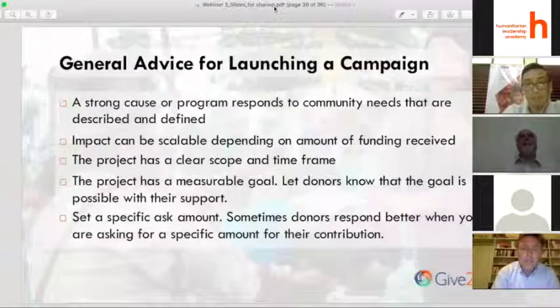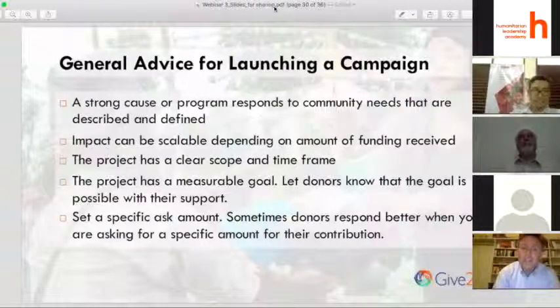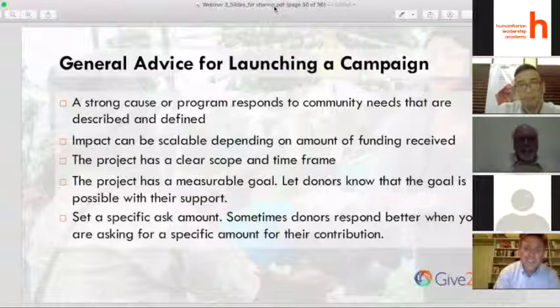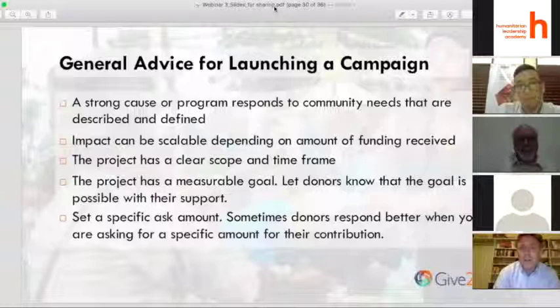A strong cause or a program that responds to community need and is described really clearly and has a clear call to action is a great campaign, especially if it can scale and can take various sizes of donations that still give each donor a sense that they are contributing a meaningful piece to the program.